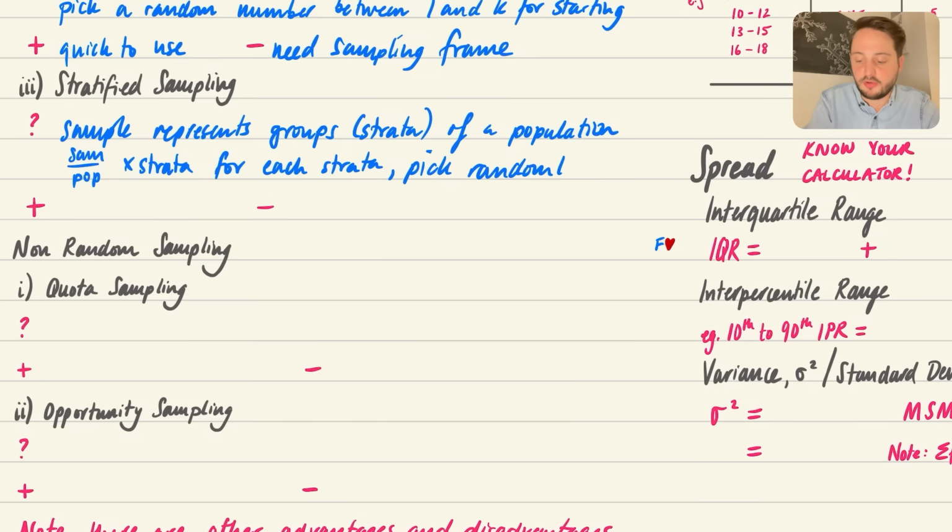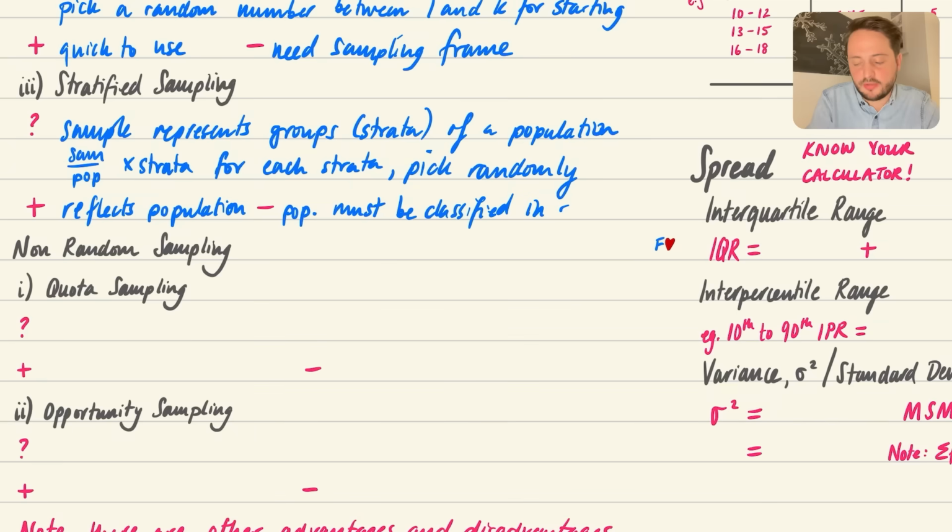So that could be lottery sampling, or it could be using random numbers as well. So the reason this is an advantage is because it reflects the population. So this is maybe why you'd want to do something like, not exit polls, but political polling. You want it to represent the population, but the disadvantage is that your population must be classified in strata. And that's not always going to be obvious. It might not be clear what groups you particularly want to put a population into.